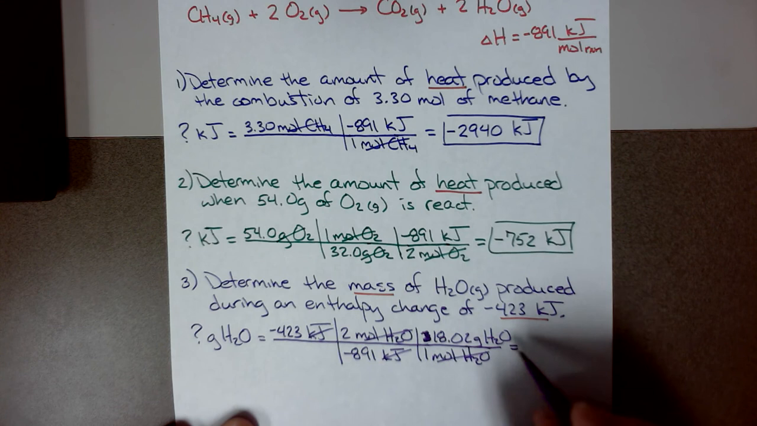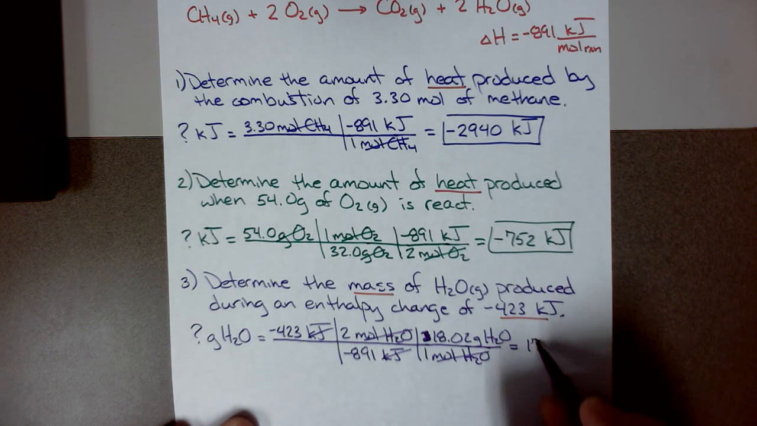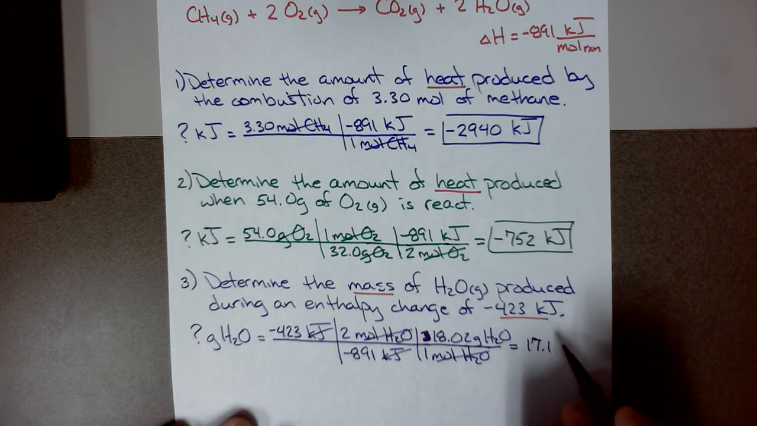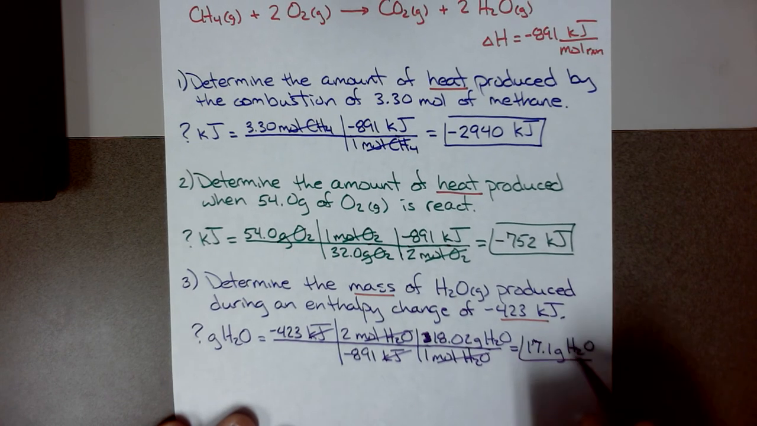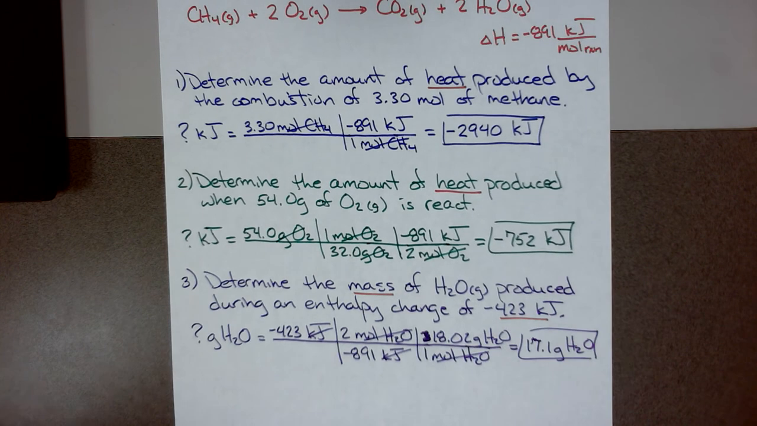And when I multiply and divide, I should be able to produce 17.1 grams of water from that much energy change. Okay? So hopefully you understand these are really straightforward.